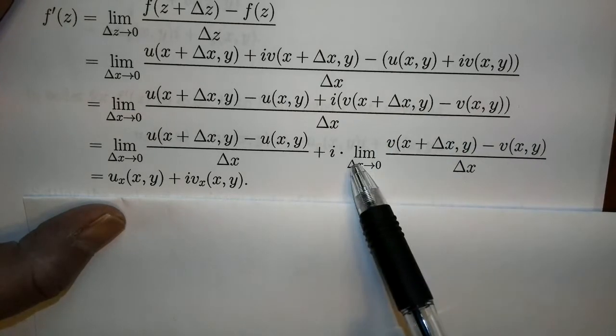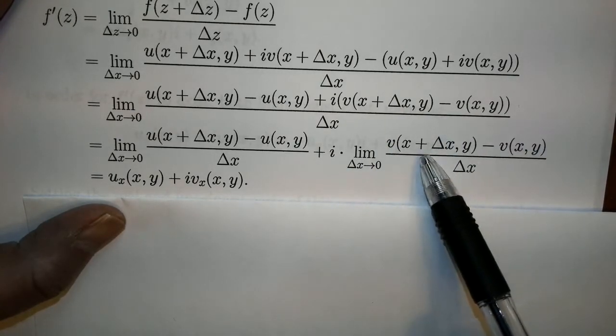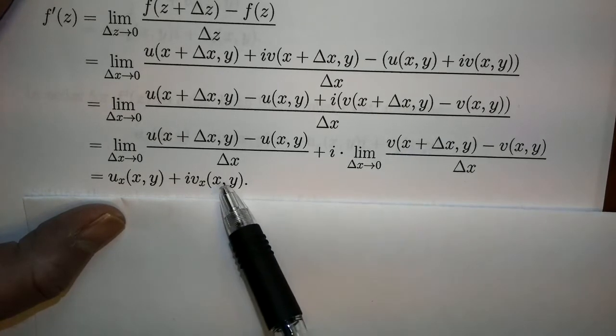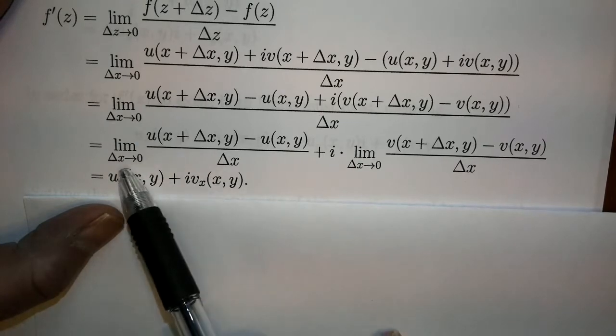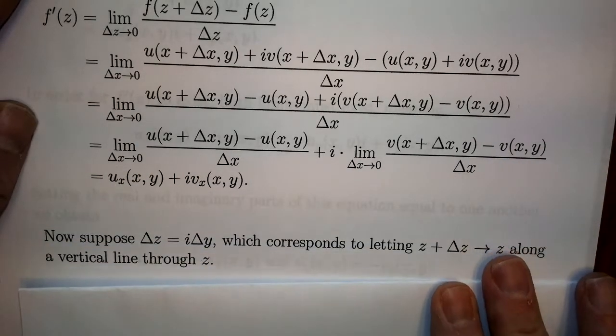This whole thing right here, this limit, works out to be the partial of v with respect to x at x, y, but then we have this i out in front. So we're going to hold on to this for a moment.